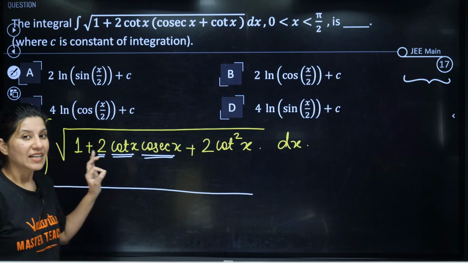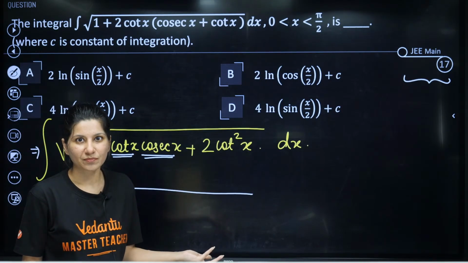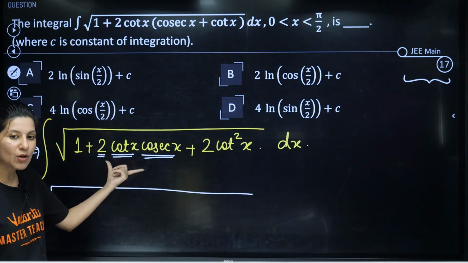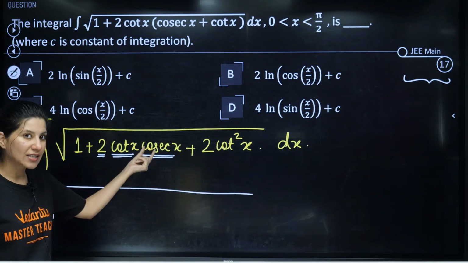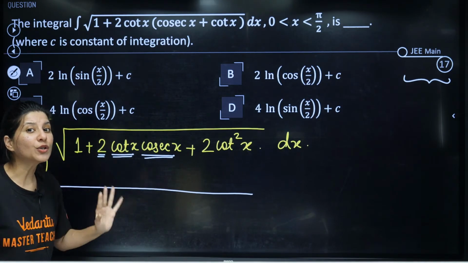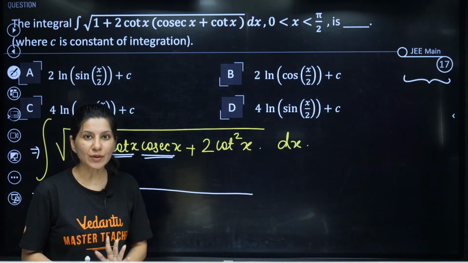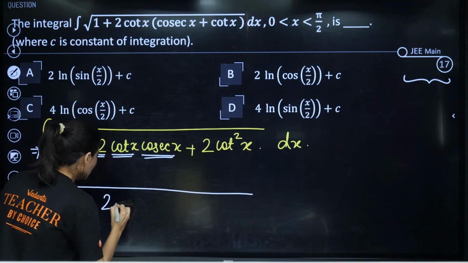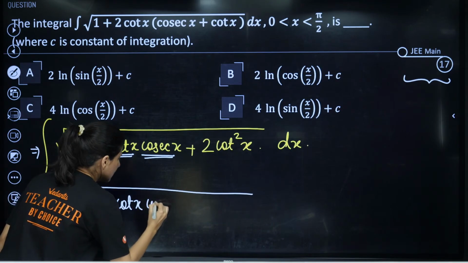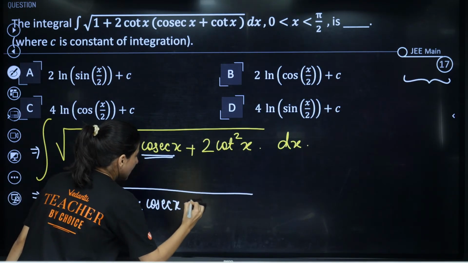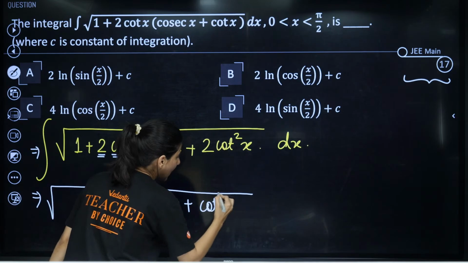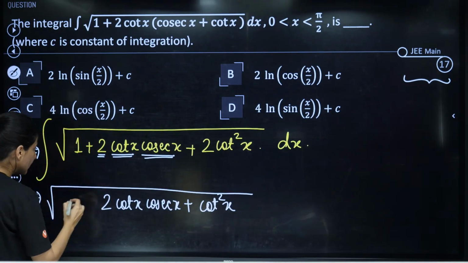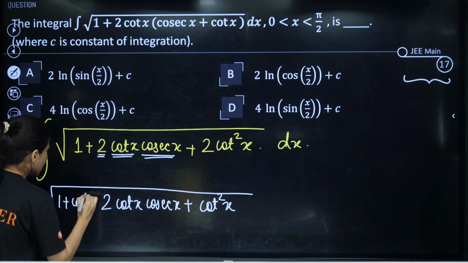Tell me, a plus b whole square is what? A square plus b square plus 2ab. Can you see 2ab over here? 2 cot x cosec x is already there. Now what you need is 1 cot square and 1 cosec square. So yes, 2 cot x cosec x I am keeping here, plus cot square x I already have, plus one more cot square x, so 1 plus cot square x.